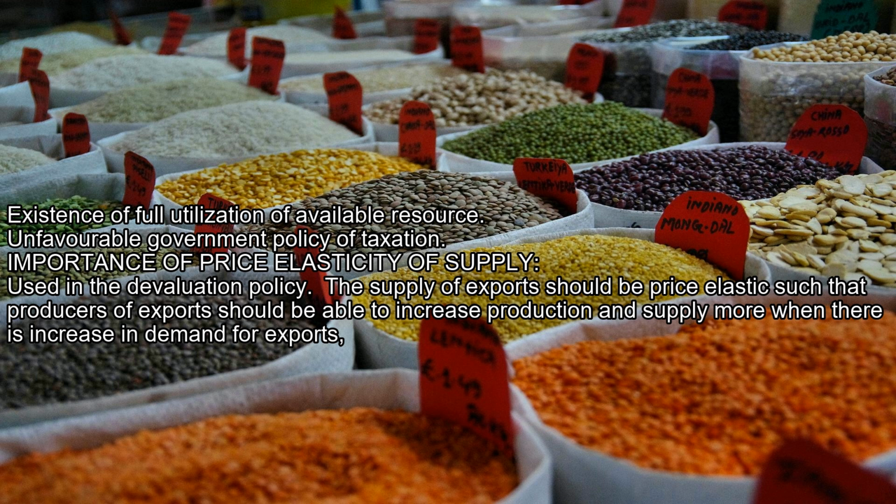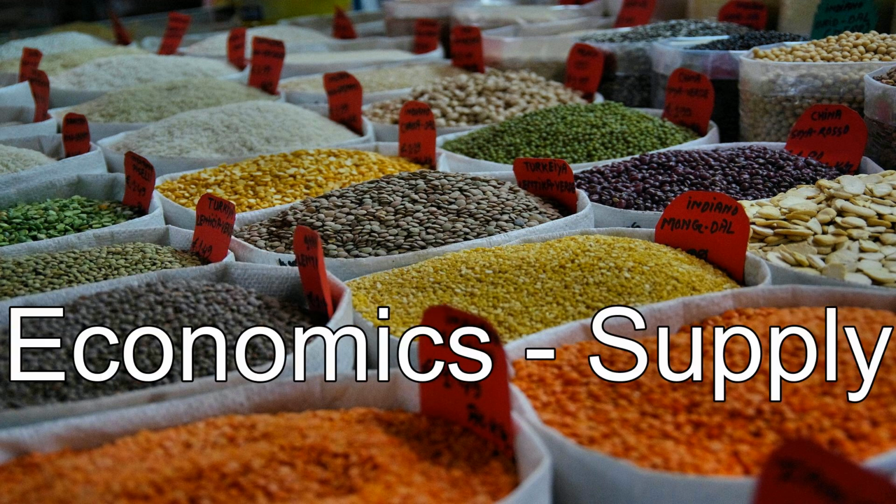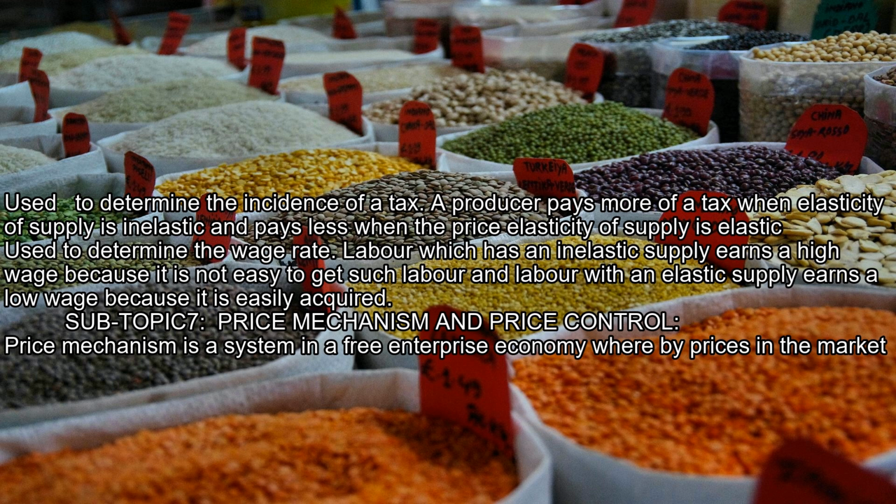The supply of exports should be price elastic, such that producers of exports are able to increase production and supply more when there is an increase in demand for exports. It is also used to determine the incidence of a tax. A producer pays more of a tax when the elasticity of supply is inelastic and pays less when the price elasticity of supply is elastic. It is used to determine the wage rate. Labor which has an inelastic supply earns a high wage because it is not easy to get such labor, and labor with an elastic supply earns a lower wage because it is easily acquired.